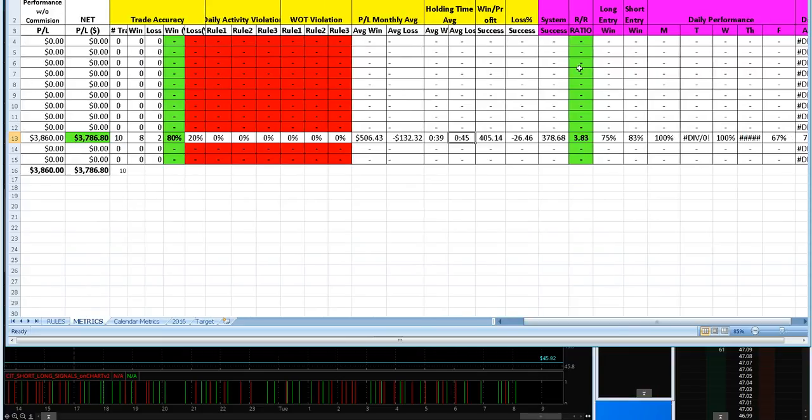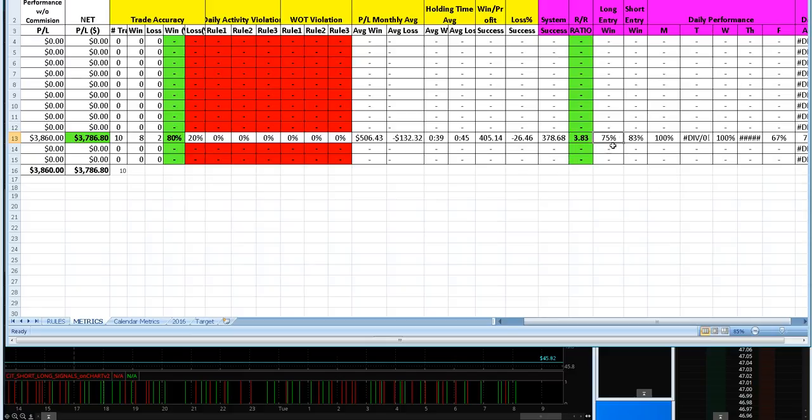So this one, my risk reward ratio, is basically, for my average loss, the accounted risk. So that's what this value is. It just takes the risk number, and then it calculates that. So right now for the month of October, my risk reward ratio, basically your loss versus your win, is 3.83 on the average for the month.